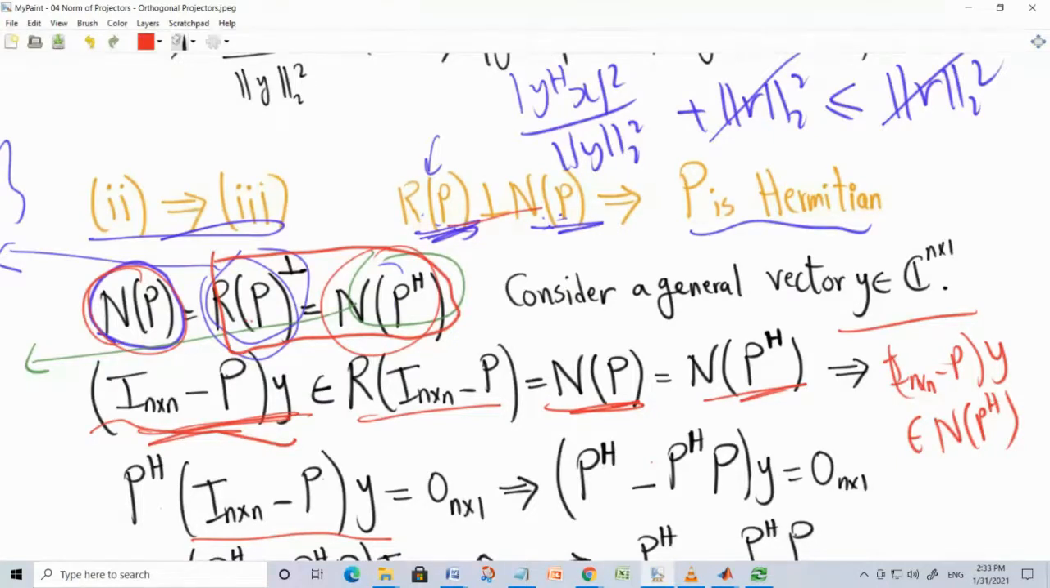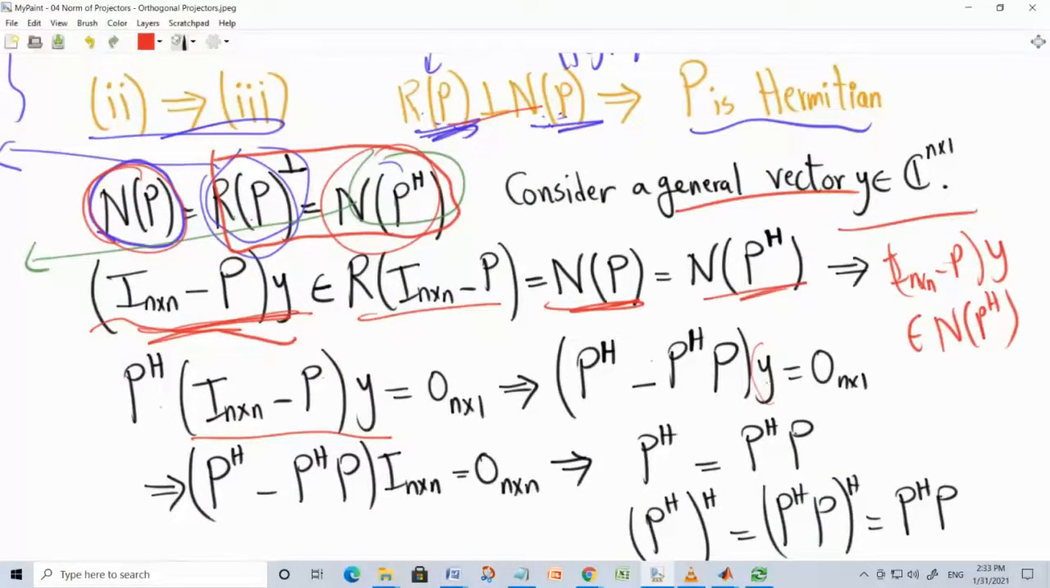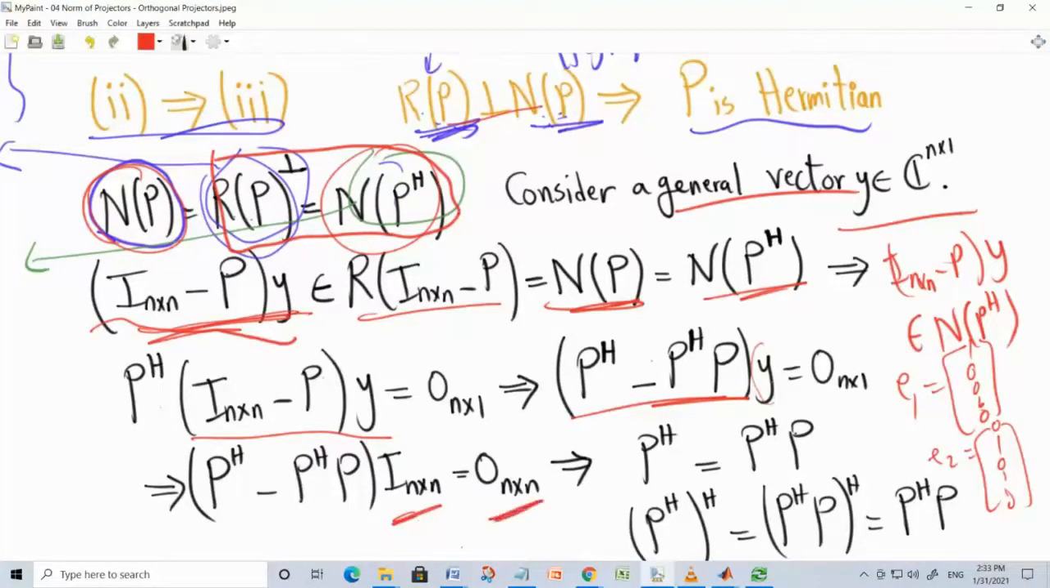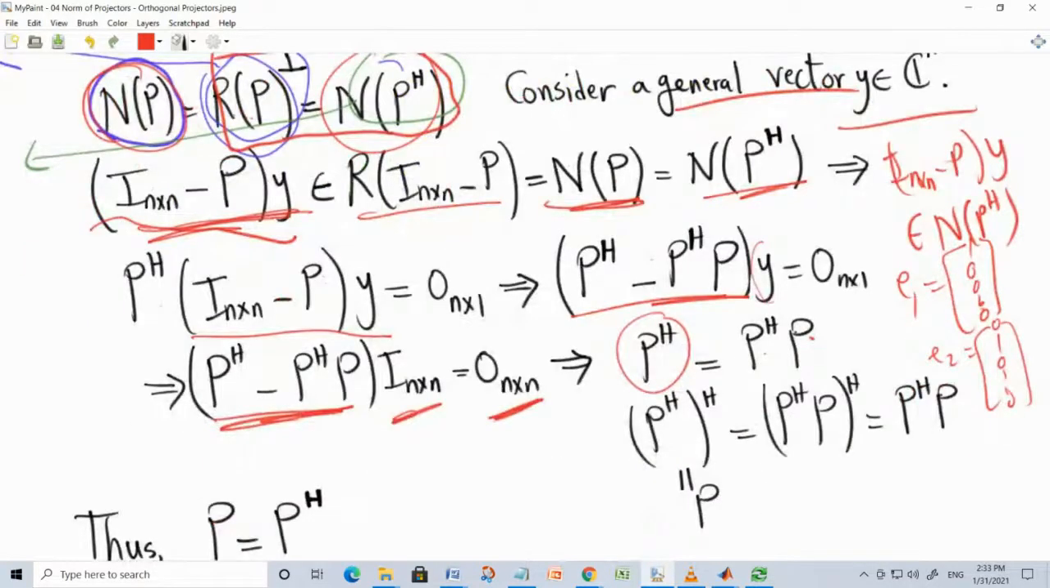This is true. Do we have any constraints regarding Y? No, it's a general vector. So you can choose Y to be the vector E1, a 1 followed by zeros. You can choose Y to be 0, 1, zeros, and so on. Because Y is general, this matrix multiplied by identity is equal to the zero n by n matrix. And so this matrix is equal to the zero matrix, and so B Hermitian is equal to B Hermitian B. Now take the Hermitian of both sides. B Hermitian Hermitian is B itself, and B Hermitian B all Hermitian is B Hermitian B.